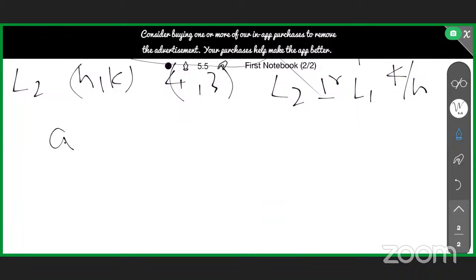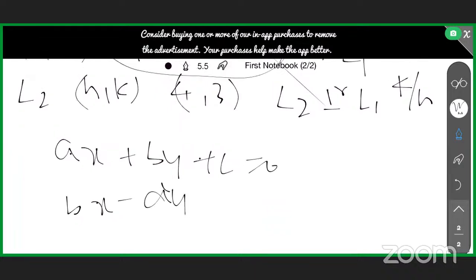If AX plus BY plus C is equal to 0, then the perpendicular line is BX minus AY plus C is equal to 0.